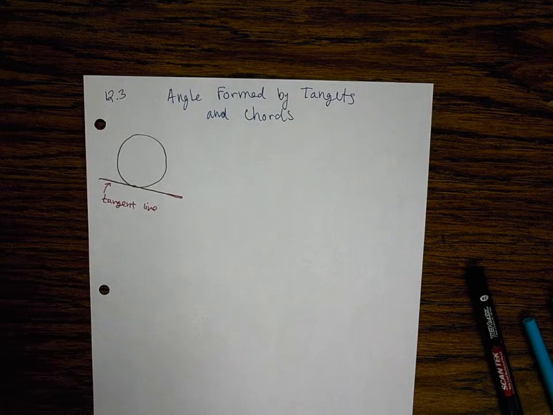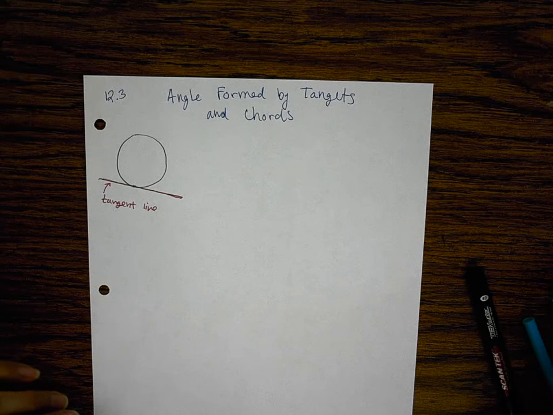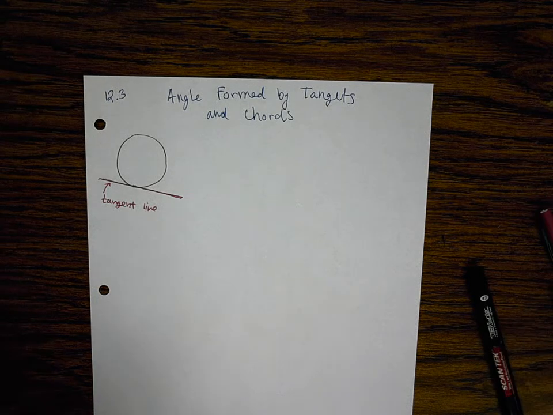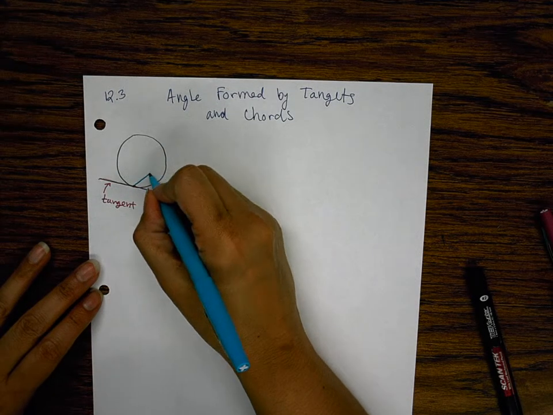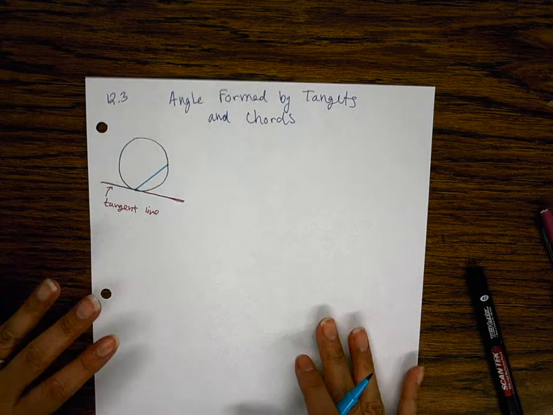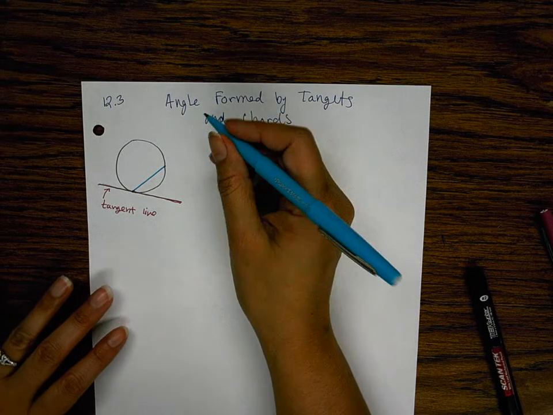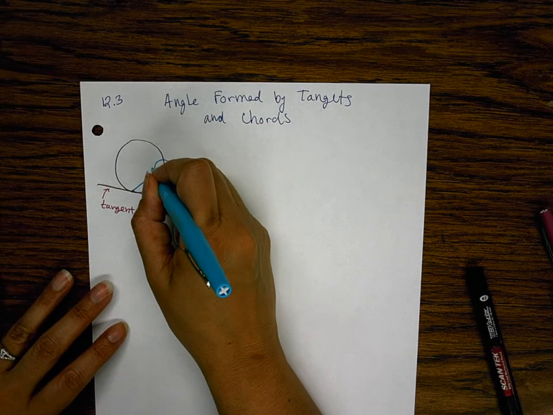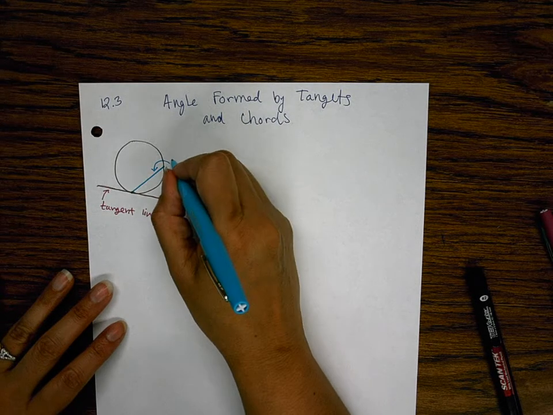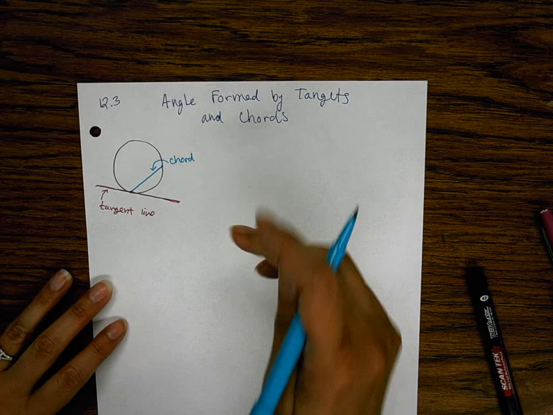All right, a chord goes through the circle but is not a diameter, so it does not go through the center, so it looks like this. Well, I guess a diameter could be a chord, but we're not talking about diameters. It's just a line that goes through the circle, but does not have to be through the center.